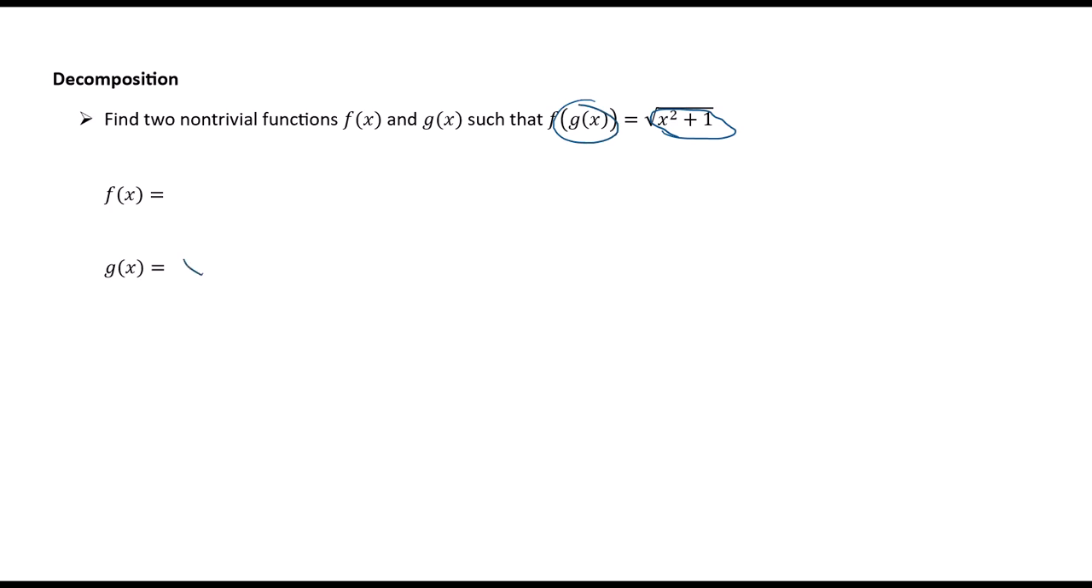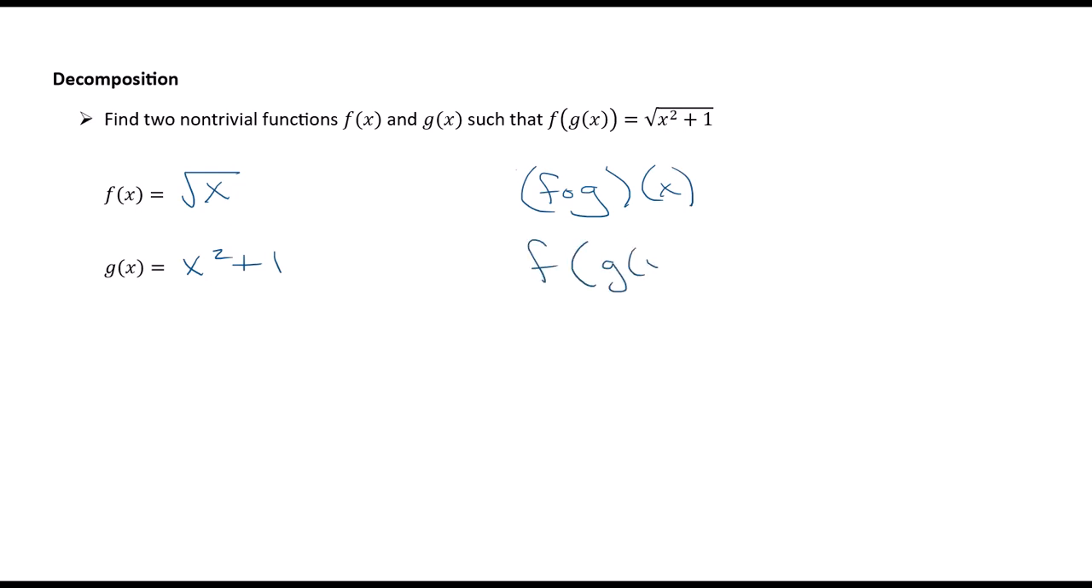My outer function is going to be the square root of some input x. So let's go ahead and demonstrate that this works. We'll take f composed of g of x. I know by definition that is f of g of x. I'm replacing the g of x with x squared plus 1. And now when I take f of x squared plus 1, it puts it inside the square root function, and I have square root of x squared plus 1, which is what we had in our composition.